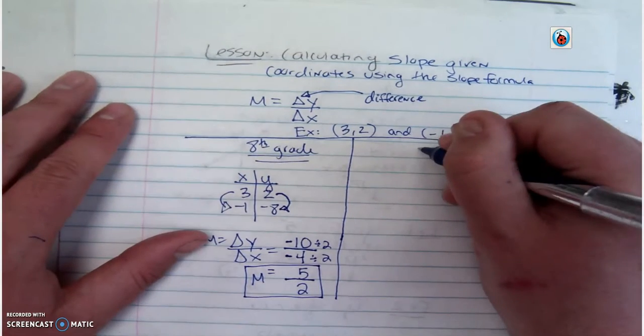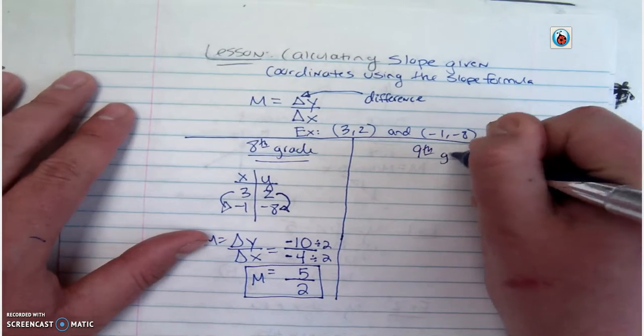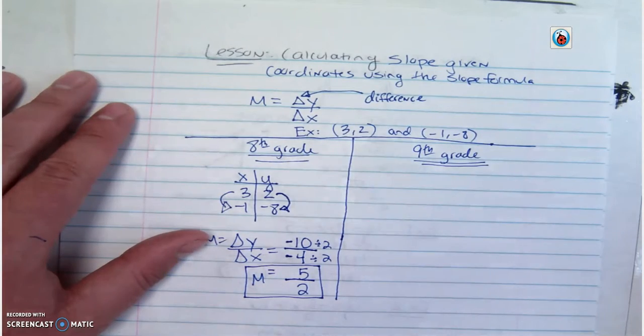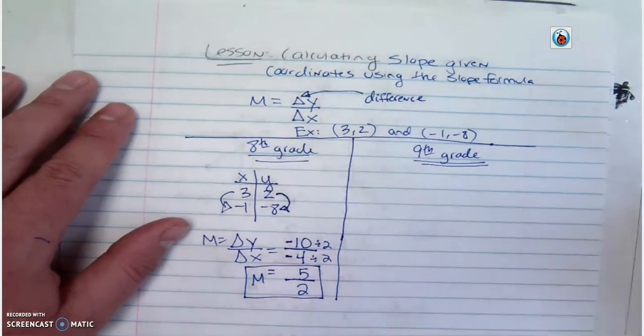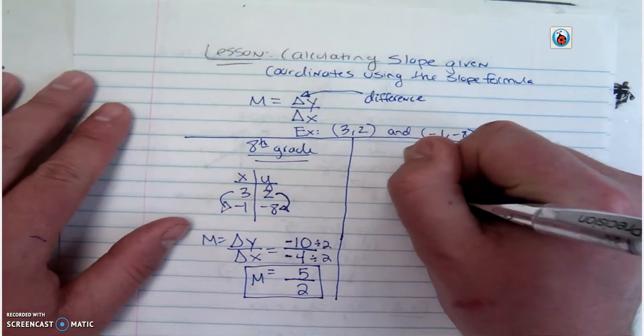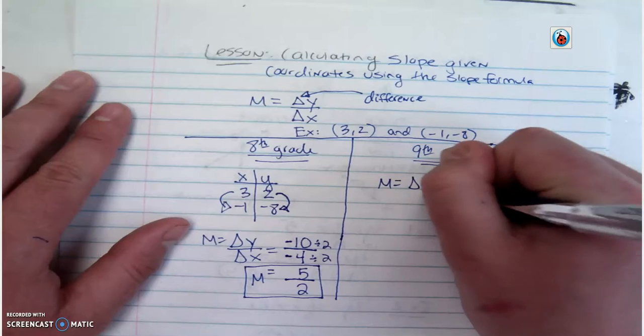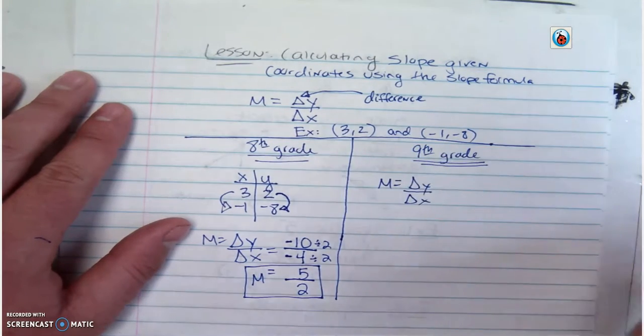Now I do want to show you the other way to do this, which is what you're going to experience next year, because your 9th grade teachers don't necessarily like using the t-chart. They want you to know how to use the actual formula. So we're going to look at the same example, and I'm just going to show you an alternative strategy.